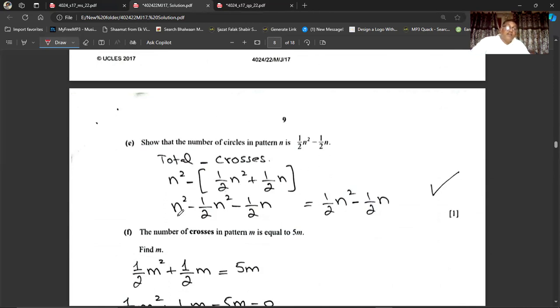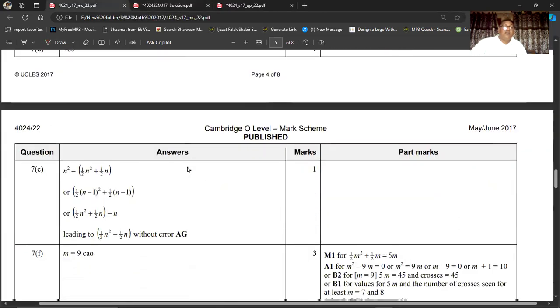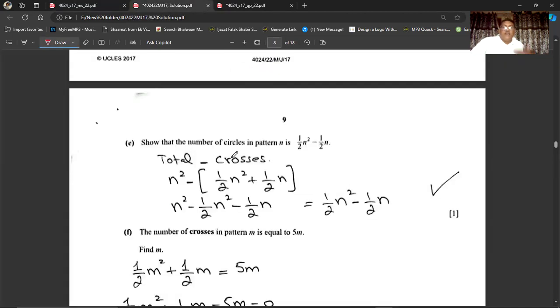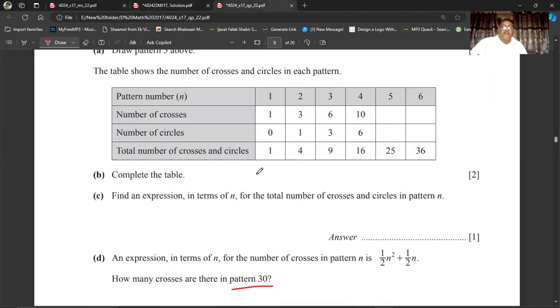So when you open this bracket, you will have n square minus 1 by 2 n square minus 1 by 2 n. So when you take the LCM here, 2n square minus n square, that is 1 n square divided by 2, and this will remain as it is, minus 1 by 2n. So our answer is right. We have shown it, it's a good thing.